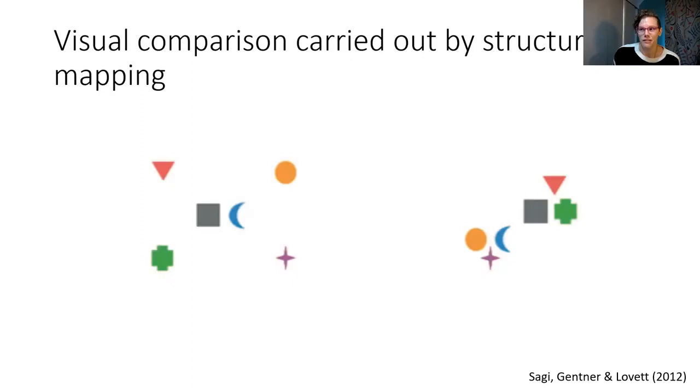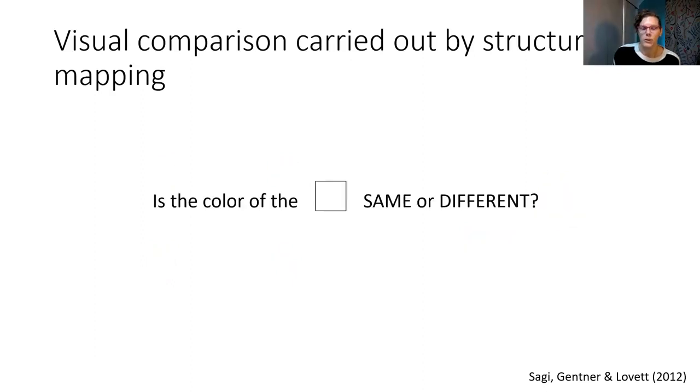I'm going to assume you guys have found it already and determined. So here's another one. I'm going to again show you two arrays, and this time just find the two squares and determine if they're the same or different color.